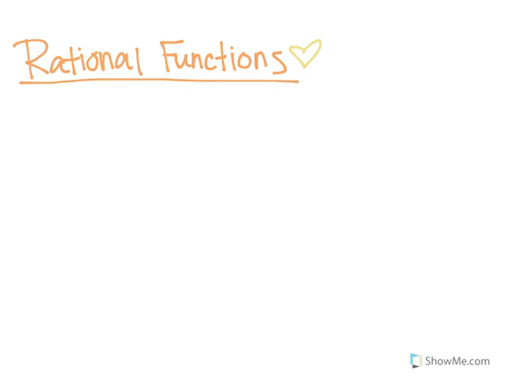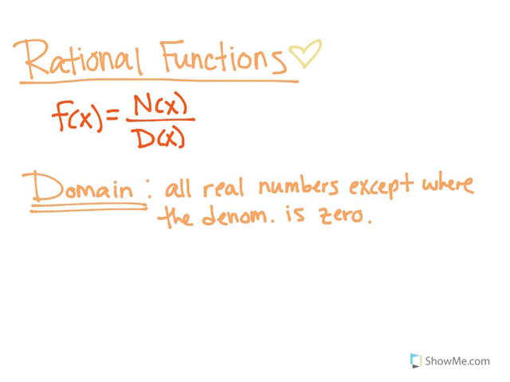In this tutorial, we're going to talk about rational functions. A rational function can always be written in the form of some function n of x divided by some different function, we'll call it d of x. N for numerator, d for denominator. And in general, the domain of rational functions is all real numbers except for where the denominator is 0. That actually happens to produce asymptotes, which we'll look at later.